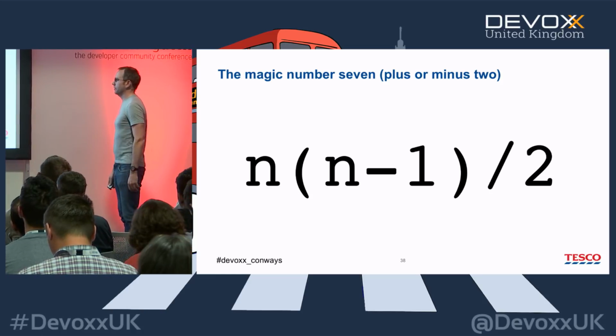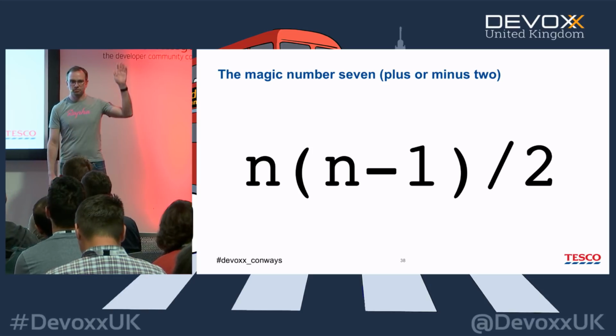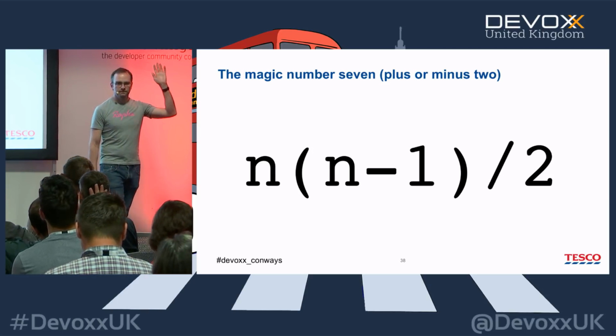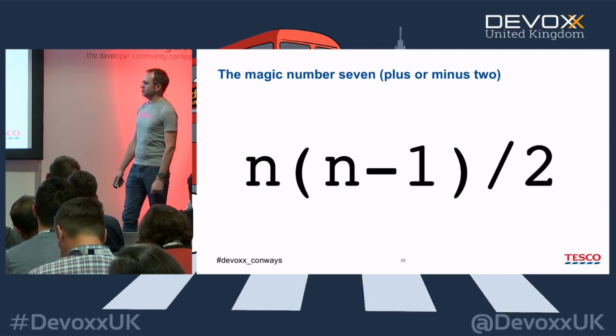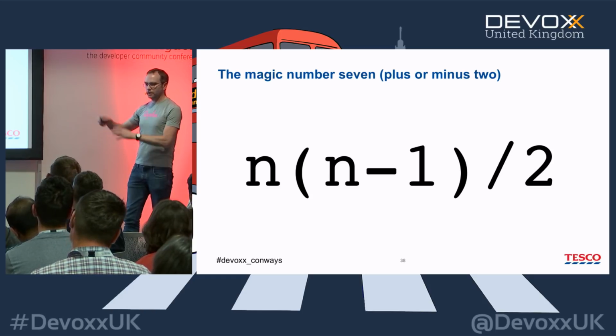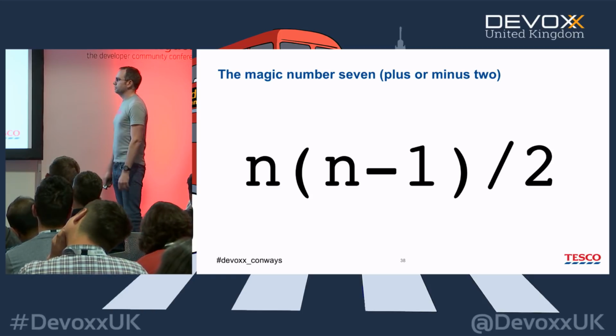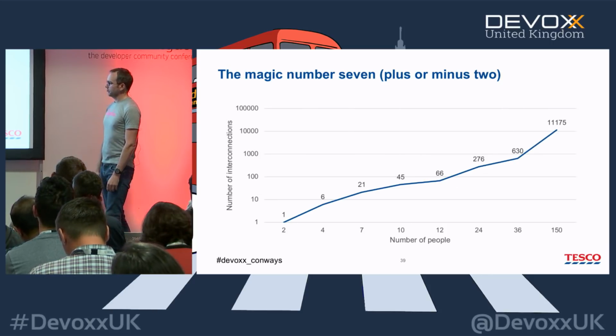And this formula actually comes from Mythical Man-Month by Fred Brooks. Hands up if you've read that book. Okay, so this is a formula of interconnectedness. What it basically says is, for any given number n, how many possible connections are there between n? And if you start to draw that on a graph, then it looks something like this.